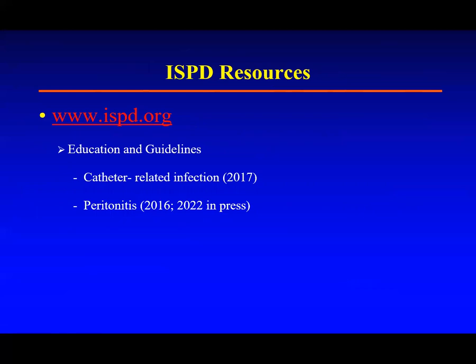As I mentioned, there are resources available at www.ispd.org under Education and Guidelines, open access. You do not need to be a member of ISPD, although I would encourage those of you who can to please join the organization, but you don't have to be a member to obtain access to these guidelines. The catheter-related guidelines date to 2017. Peritonitis, new set coming in the next few months.